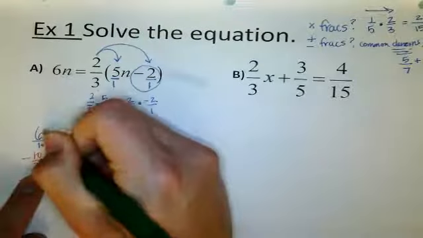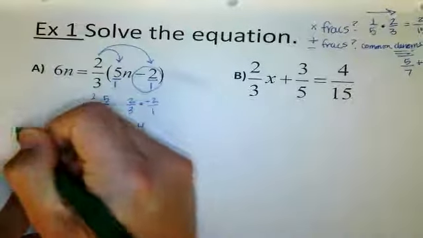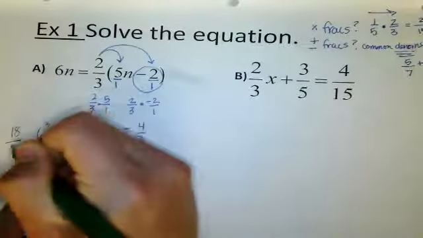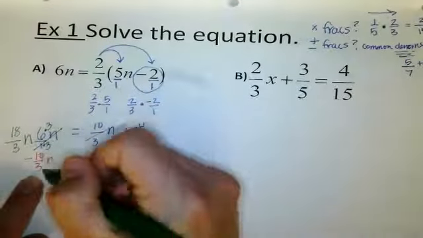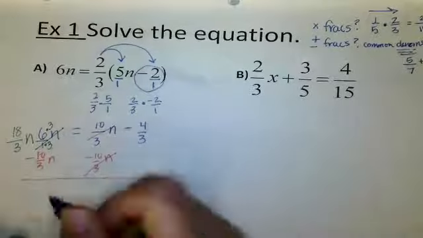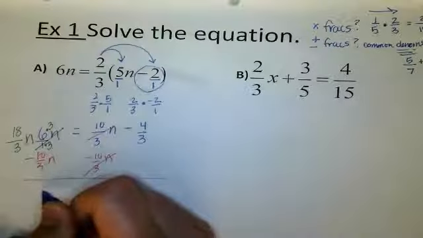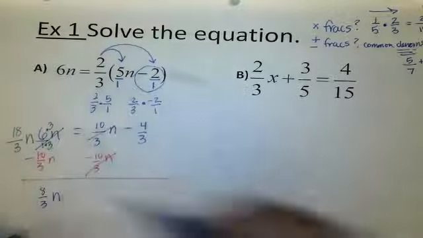Yeah, multiply top and bottom by 3. And that's going to rework this fraction. 6 times 3 is 18 over 3. So now we have 18 thirds n minus 10 thirds n. What's 18 thirds n minus 10 thirds n? What is it? 8 thirds n.